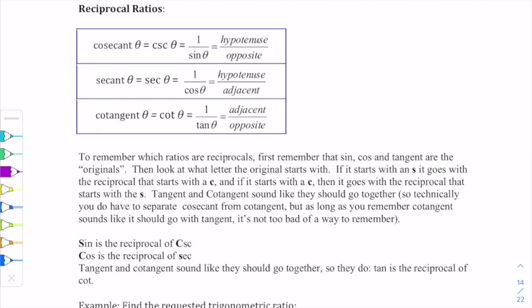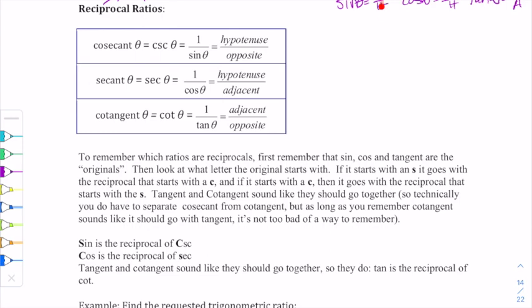We looked at our original ratios of sine, cosine, and tangent, but we also have their reciprocals. Now remember that reciprocal just means that we are flipping it. So yesterday, remember, sine of theta is opposite over hypotenuse, cosine of theta was adjacent over hypotenuse, and tangent of theta was opposite over adjacent. So we have three reciprocals as well.